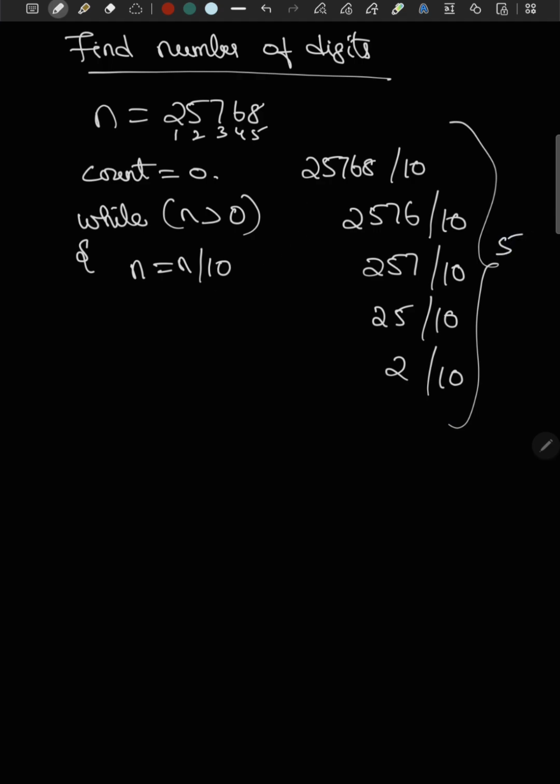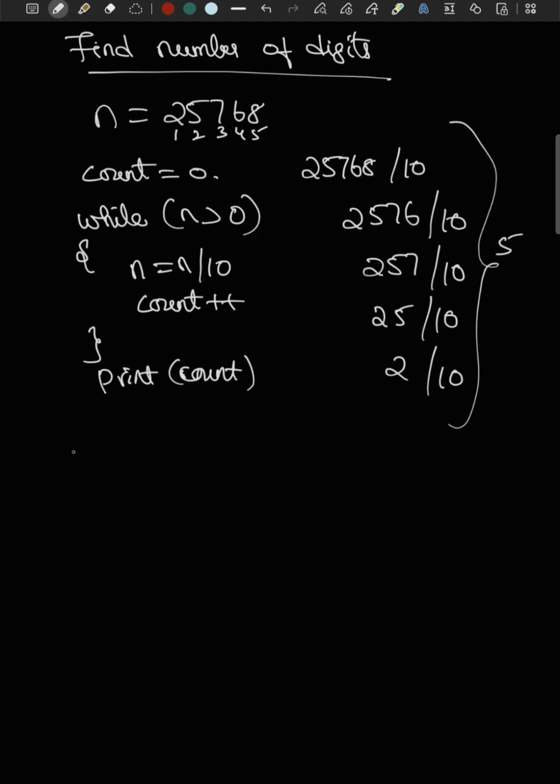So we are going to use the same logic here. And each time I divide, I am going to increment the count. So at the end, print the count. Here we will get the number of digits. Okay. So this is the actual logic.